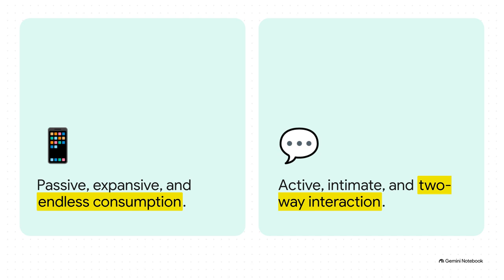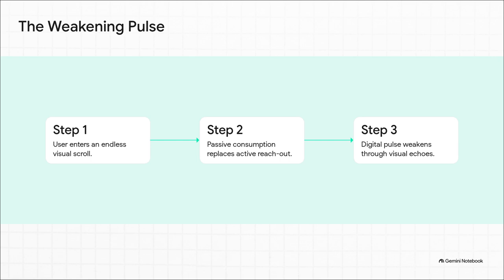The visual infinite wants you passive and expansive. Meanwhile, the digital pulse demands you to be active and intimate. Every single time you pick up your phone, you're unconsciously picking a side in this digital tug of war. This sequence maps out the exact mechanism of how an infinite feed slowly, quietly drowns out the rhythmic pulse of our relationships. It almost always starts super innocently in step 1, right?